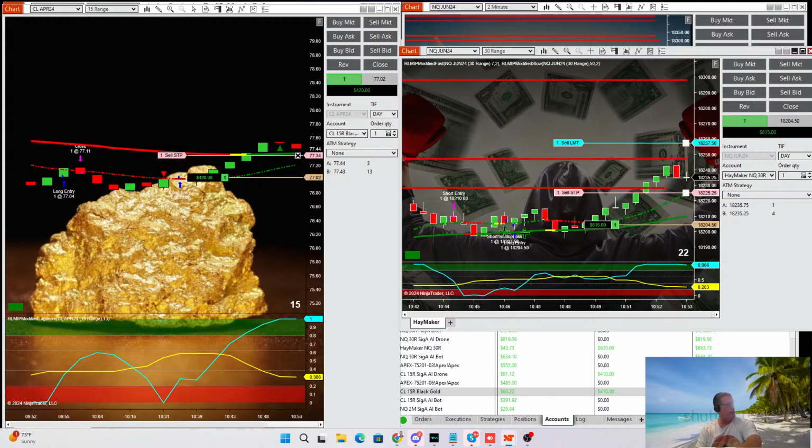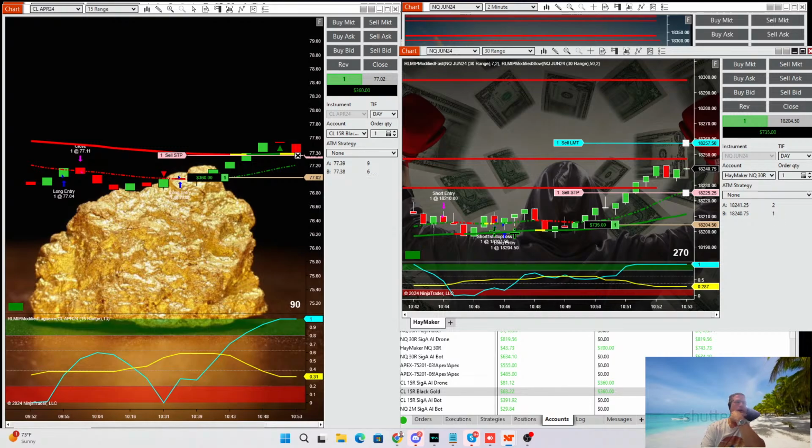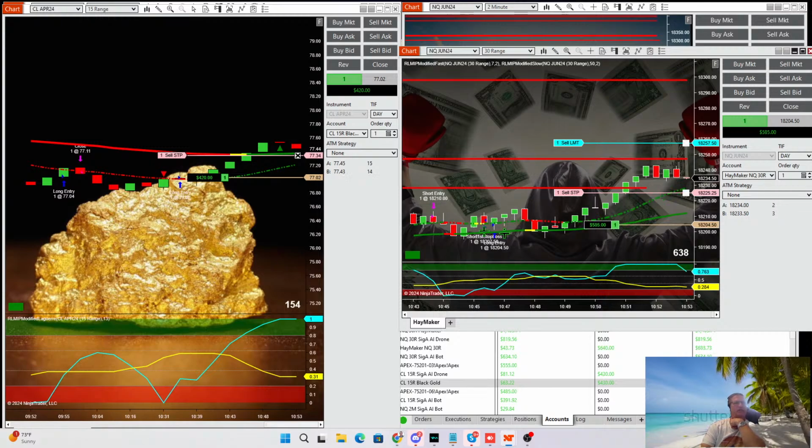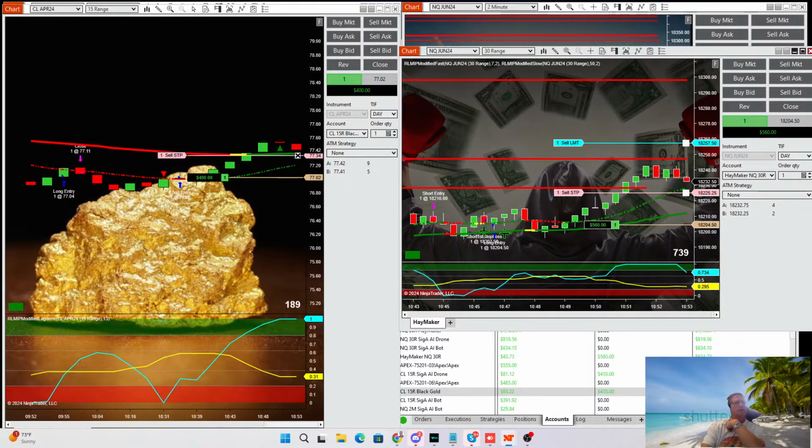I really liked the way the haymaker was looking from the jump this morning, and really both of my Apex accounts scored on the haymaker. I was able to get both of my accounts up to 500. Things kind of changed. We went from headed straight down to now there's a long bias.